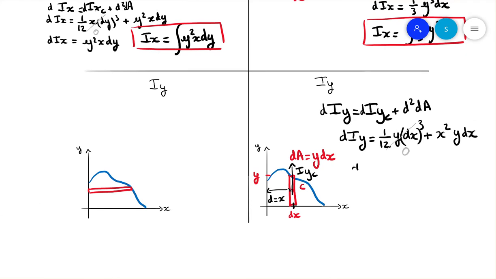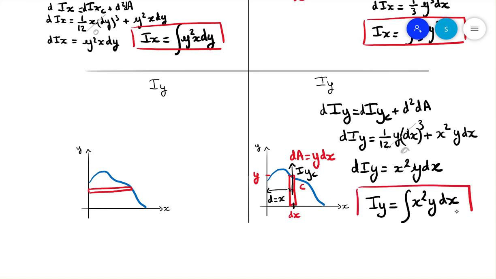And so dIy is equal to x squared y dx. So when you take the integral of all the little dIy, we have Iy that is equal to the integral of x cubed y dx. Oh, x squared. Why did I get a cube there? x squared. Yeah, should be units to the fourth, meters to the fourth. So that's the formula if we use vertical stripes to find Iy.